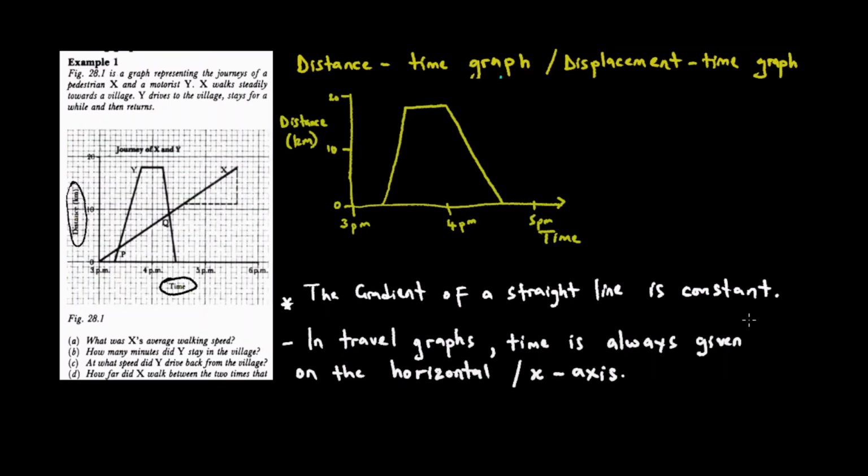I cannot begin to explain how important that is going to be. The gradient of a straight line is constant. It does not change. So if we take the gradient at this point, it's going to be the same because that is a straight line.